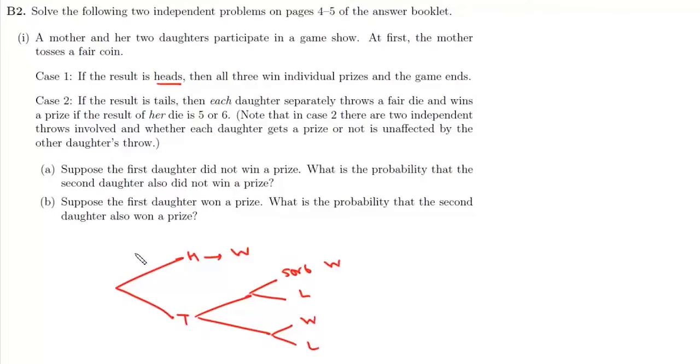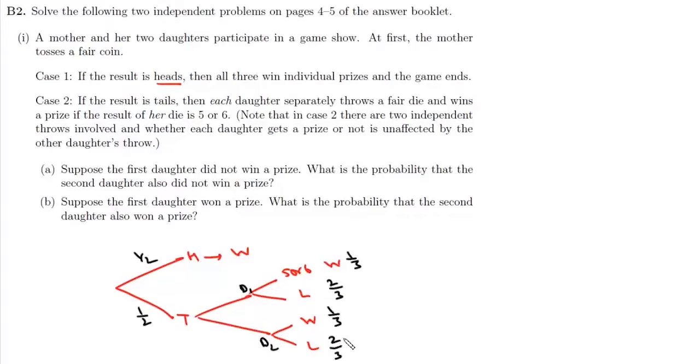So for both of them, we'll have these conditions. Now getting a heads is 1 by 2. Getting a tail, probability is 1 by 2. Daughter 1 winning, her probability is 1 by 3. Losing is 2 by 3. And the same way for the second daughter, it will be 1 by 3 winning and 2 by 3 losing.